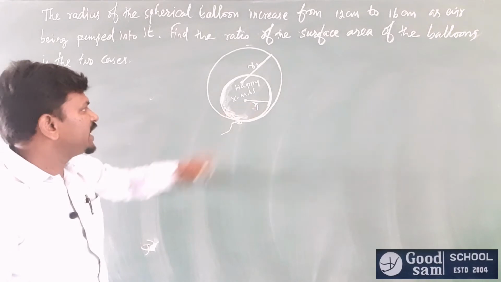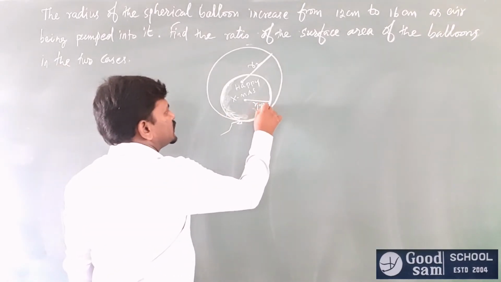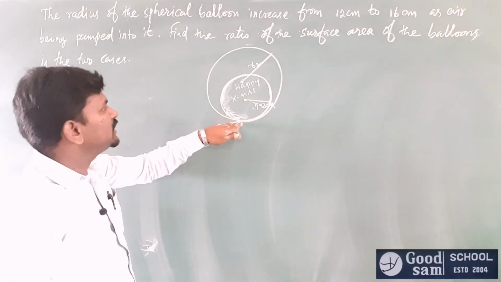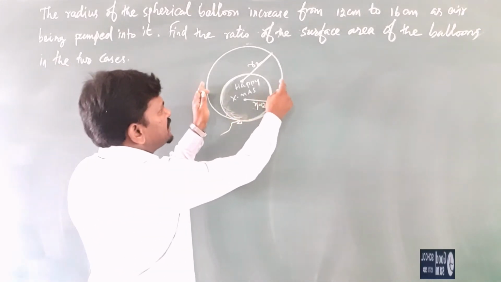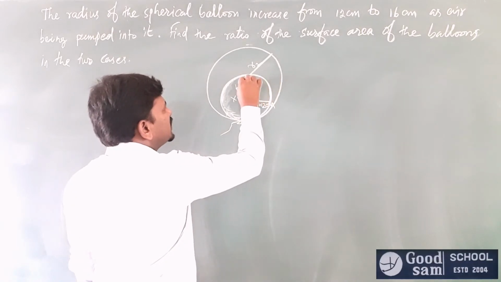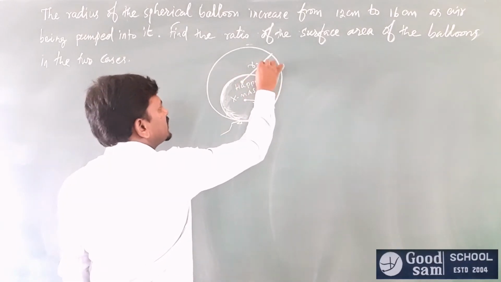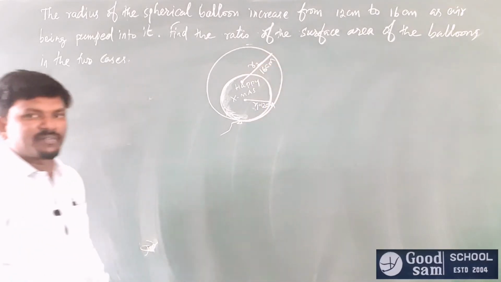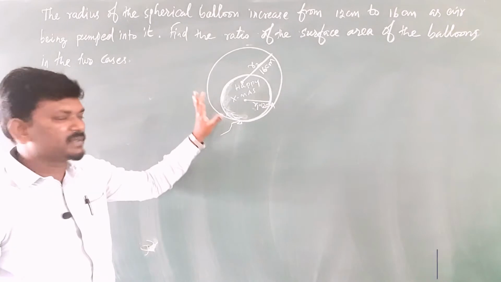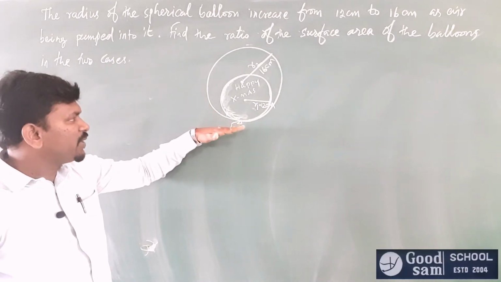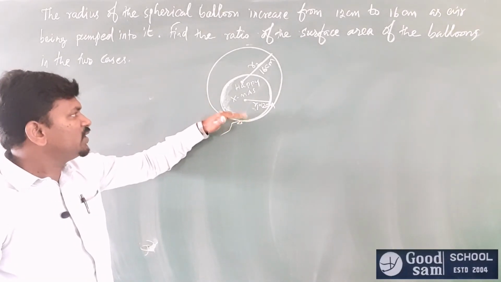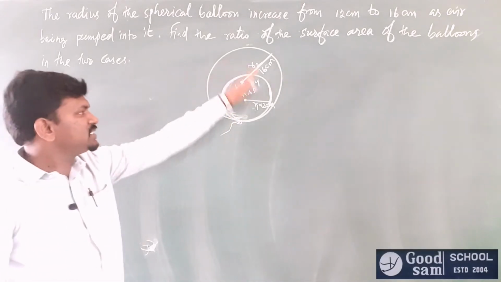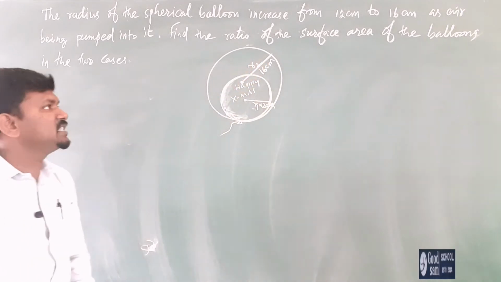So actually this radius was 12 centimeter. When the air is pumped into the balloon, the size increases. Now the new radius of the sphere, the balloon, becomes 16 centimeter. It is a very simple concept. We are pumping the air into the balloon, so it becomes larger than the initial size. So the radius is increased from 12 to 16 centimeter.